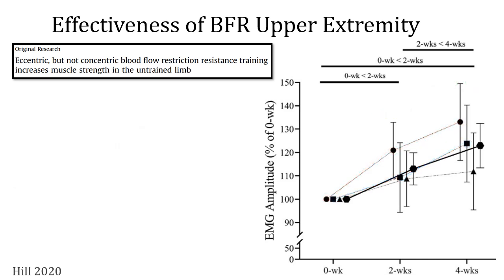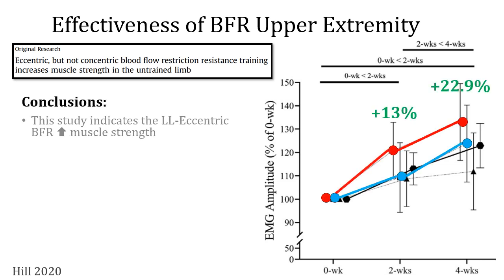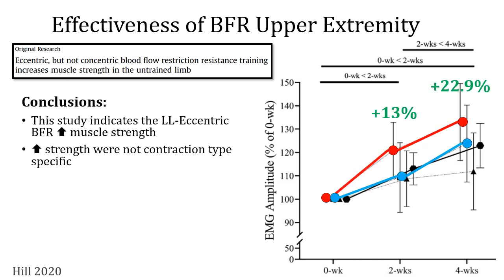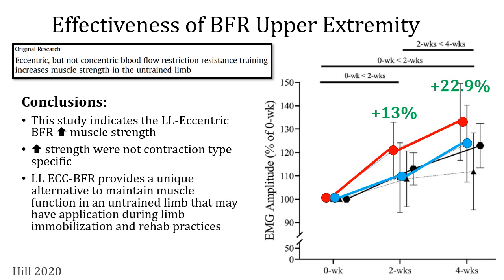What are the conclusions of the study? So it indicates that the low load eccentric BFR increased muscle strength over time. Increased strength were not contraction type specific, meaning that they improved both eccentrically and concentrically.